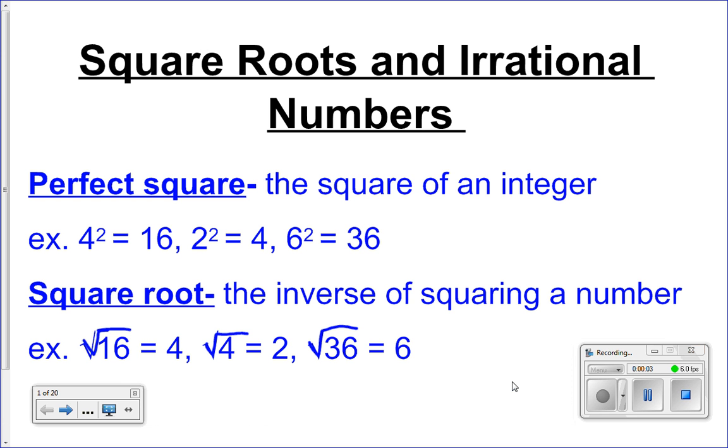Hey everyone, so today we're going to look at square roots and irrational numbers. So for this lesson you will need your notebook, a pencil, and a calculator.